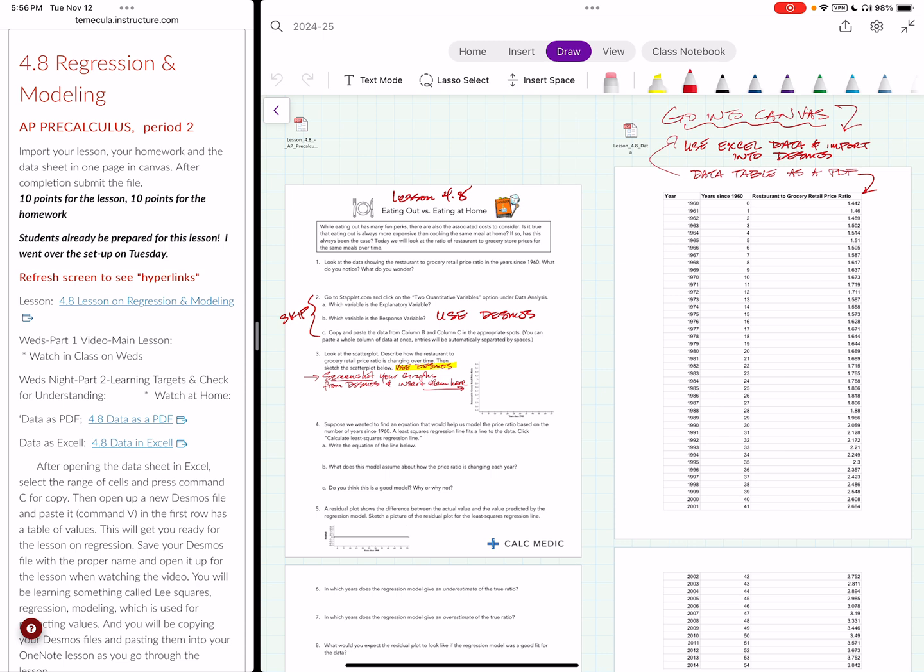All right, we're going to be going over how to use regression and modeling in AP Pre-Calculus.